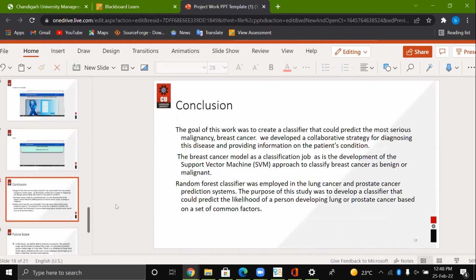Now I want to conclude that the goal of this work was to create a classifier that could predict the most serious malignancy, breast cancer. We developed a collaborative strategy for diagnosing this disease and providing information on the patient's condition. The breast cancer model is a classification job, using the support vector machine (SVM) approach to classify breast cancer as benign or malignant. A random forest classifier was employed in the lung cancer and prostate prediction systems. The purpose of this study was to develop a classifier that could predict the likelihood of a person developing lung or prostate cancer based on a set of common factors.